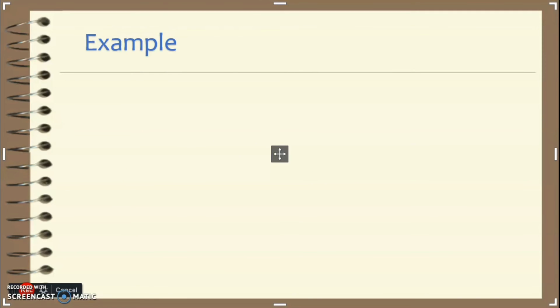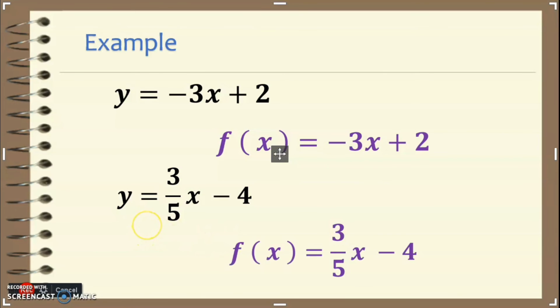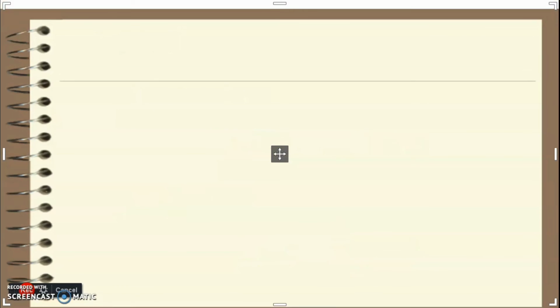So, let's try to change. I-change natin ang slope-intercept form into a function notation form. So, given, ito yung example natin, y is equal to negative 3x plus 2. Susulat natin into function notation, magiging f of x is equal to negative 3x plus 2. Another example, y is equal to 3/5 x minus 4. Magiging f of x is equal to 3/5 x minus 4.